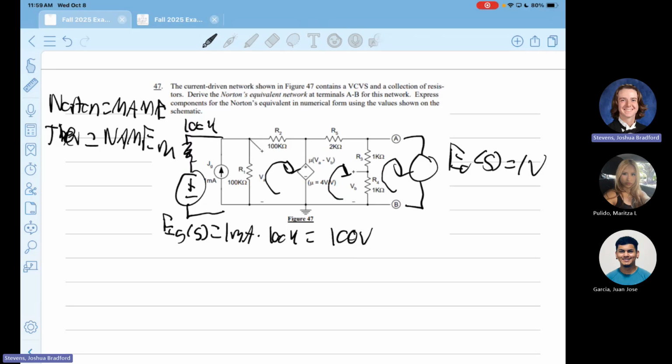Because I just want it in the same direction as the current. So I'm going to have it like that. That's how I'm going to do it. Now, you need to remember how you put the polarity of your source in terms of how it's going to end up at the end.